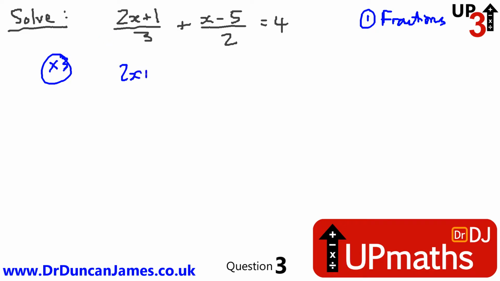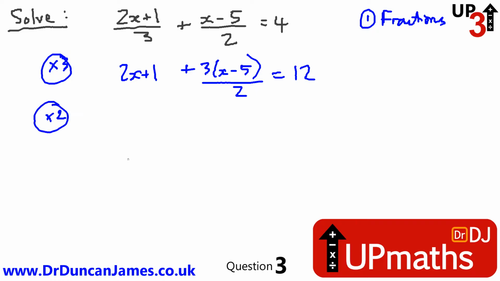So that gives me 2x plus 1, because it's just cancelled there with the divide, plus 3 times x minus 5, divided by 2, because I'm timesing by 3, it times the top of the fraction but not the bottom, because it's making it larger, and 4 times 3 is 12. Now let's times by 2 to get rid of the other fraction.